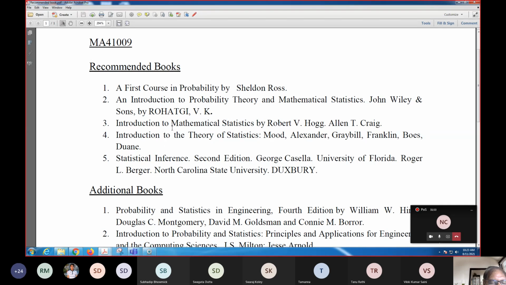Then there is Introduction to Mathematical Statistics by Hogg and Craig. It's also a good book. It covers both the parts. Introduction to Theory of Statistics is a book, again containing both the parts.